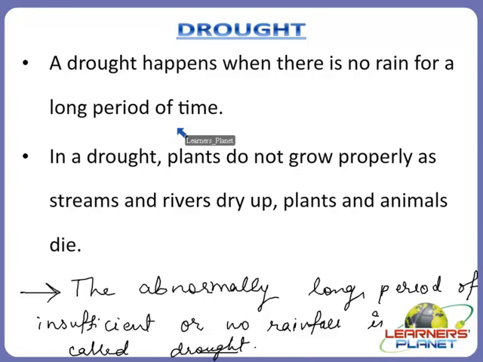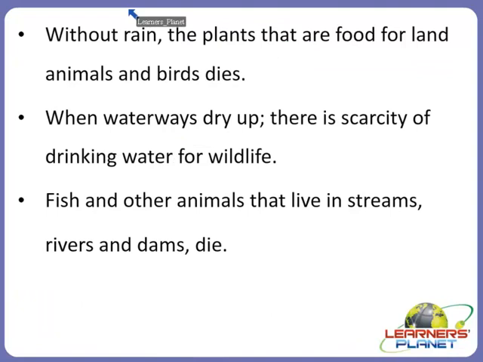So remember that without rain, the plants that are food for land animals and birds die. And when waterways dry up, there is scarcity of drinking water for wildlife. Even the fish and other animals that live in streams, rivers and dams die.